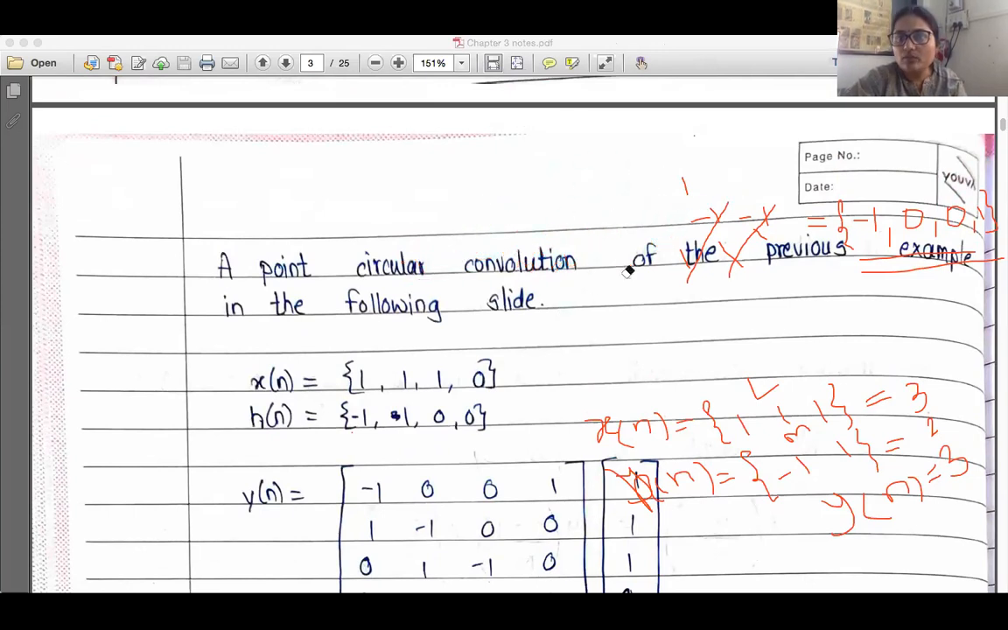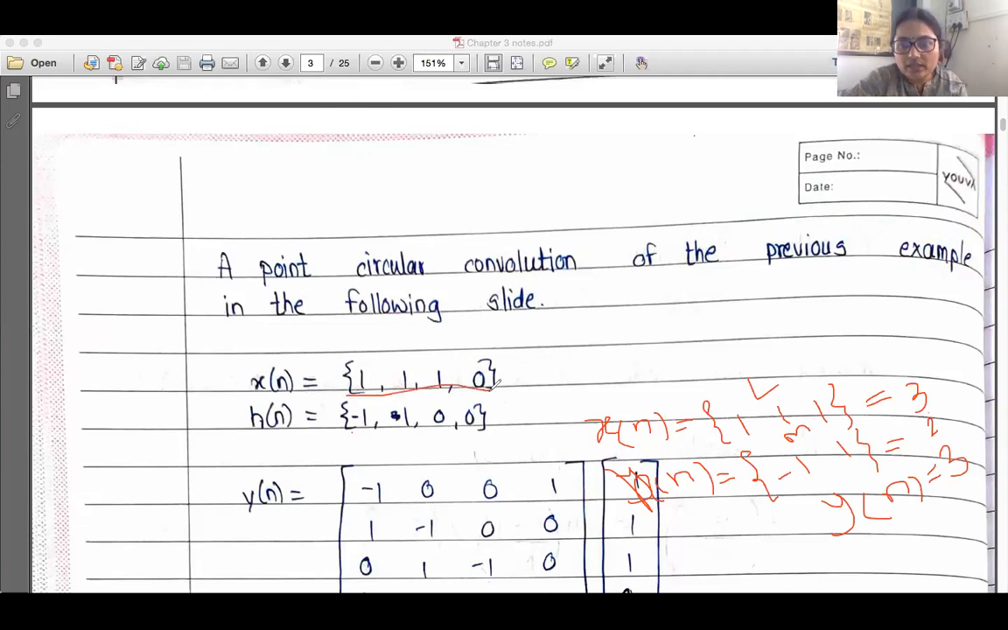We should add a number of zeros at the end of the sequence so that the output of linear convolution and the output of circular convolution are similar. Here, if I want to get the output as that of the circular convolution, what do I have to do?